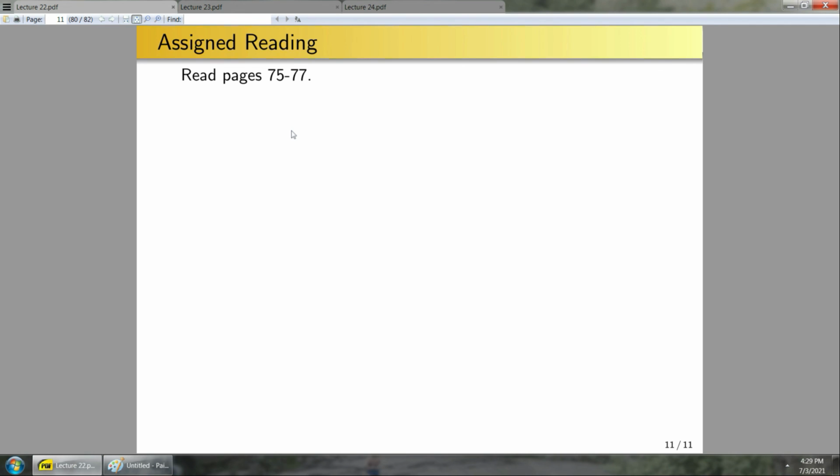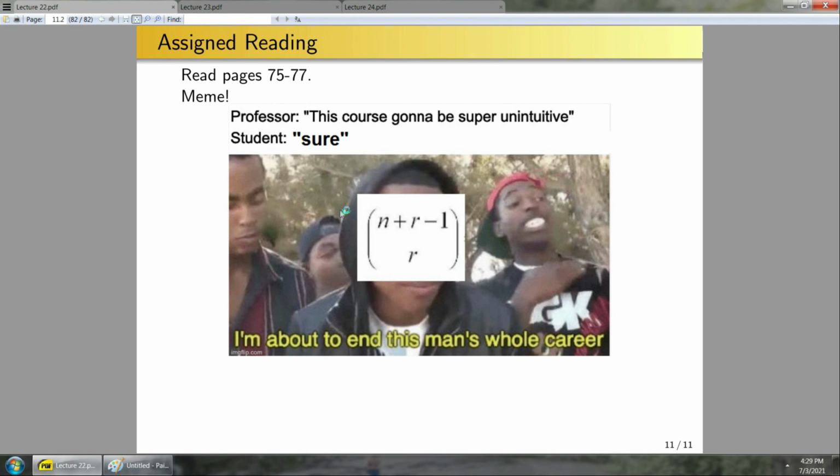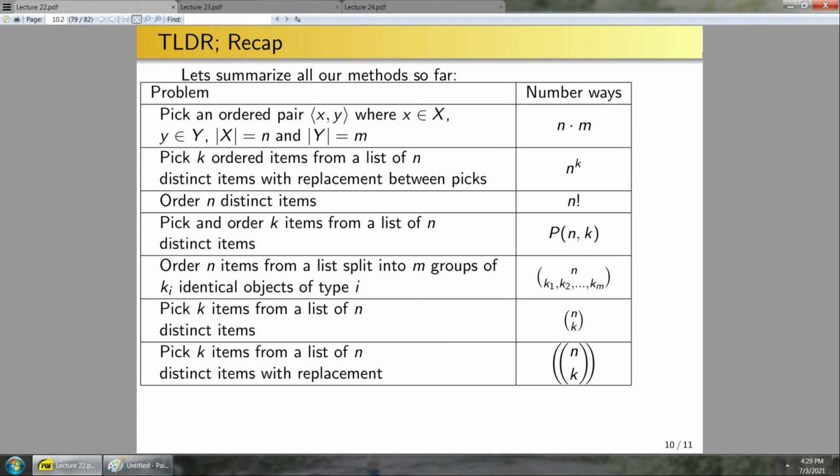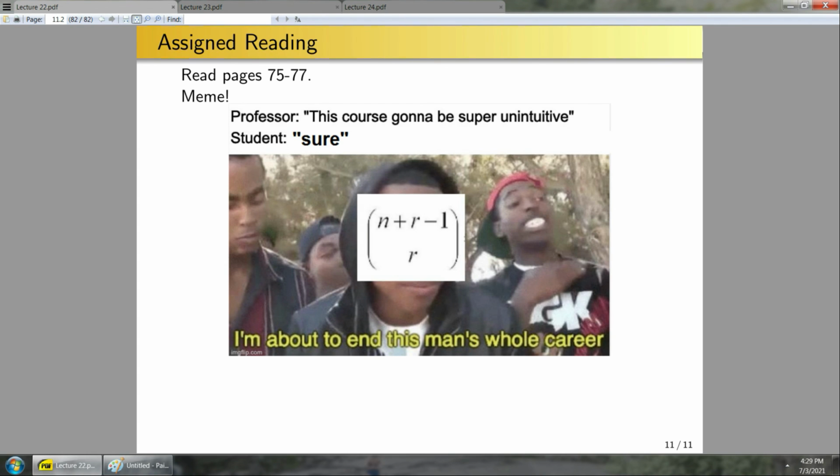And then from there, we have a meme. So this course is going to be super unintuitive, sure. Yeah, so generally students find this multi-choose to be a bit unintuitive when you first see it. But once you start thinking of it in terms of the stars and bars and rearranging those strings, that should help to clarify it a bit. So if you do have questions and do get stuck on it, ask in Piazza or office hours. It is something that you might find confusing at first glance.